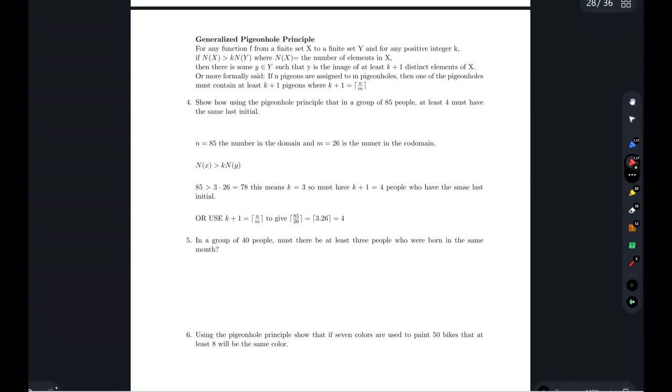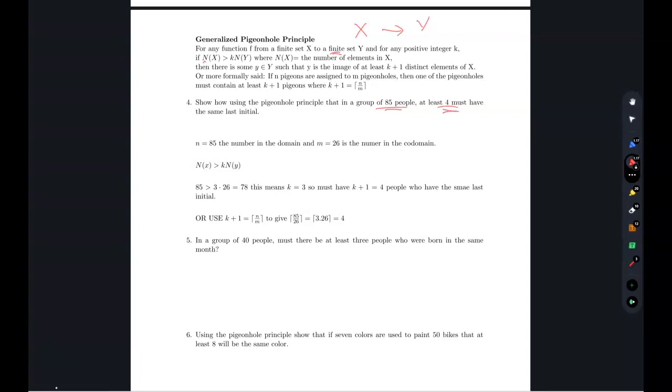All right, so now we're going to generalize the pigeonhole principle so that we can answer different questions. We're going to use n for the number in X and n for the number in Y. So we've got a set X going to a set Y, and they're finite, so we're not talking about infinite things here. We need to have that. If the number in X is bigger than k times the number in Y, that means there have to be k plus 1 distinct elements in X, or k plus 1 pigeons, in order to get an overlap. So let's use this. We're talking about 85 people.